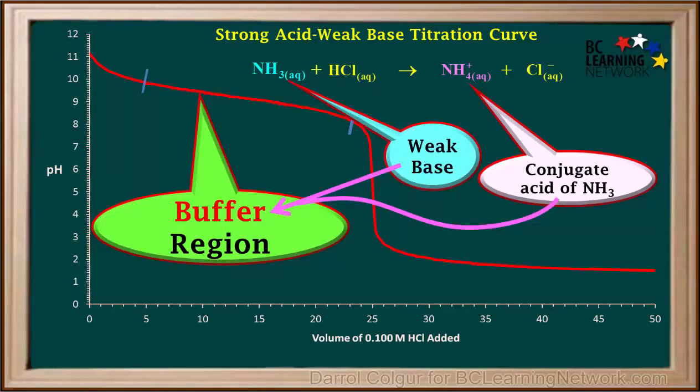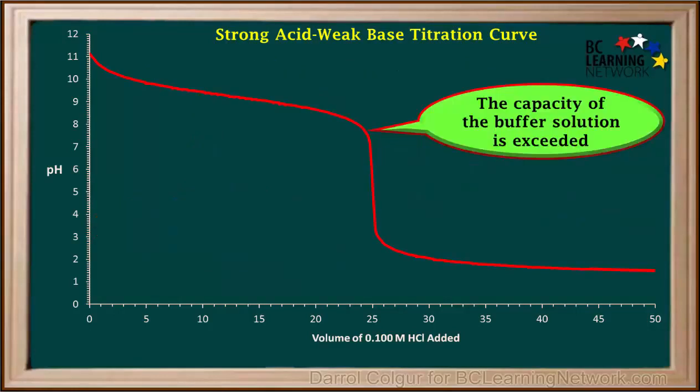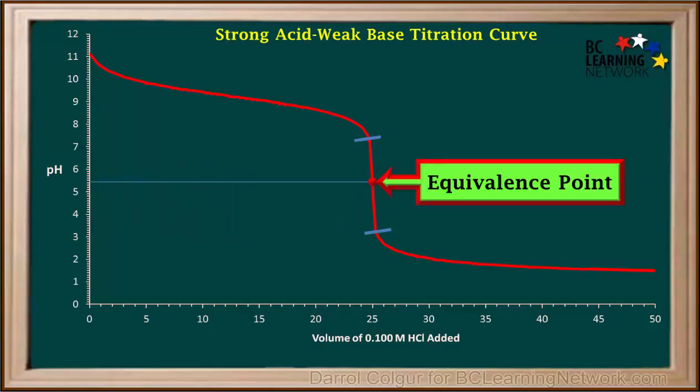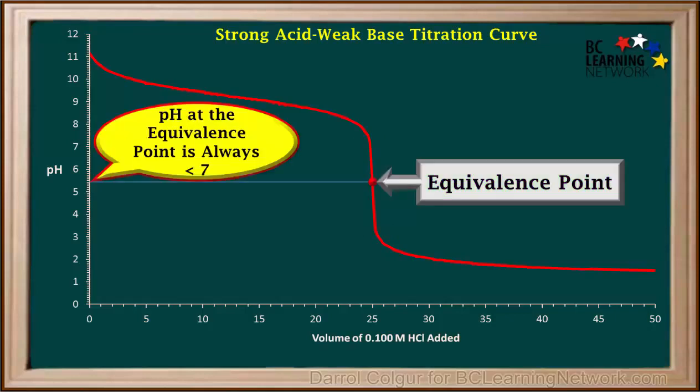Remember, the combination of a weak base and its conjugate acid constitutes one type of buffer solution. At this point, the capacity of the buffer solution is exceeded, and the pH starts to drop rapidly. The almost vertical section of this strong acid weak base titration curve is shorter than it would be for a strong acid strong base titration curve. In the very center of the almost vertical section, we find the equivalence point. It is important to remember that the pH at the equivalence point of a strong acid weak base titration is always below 7, but not extremely low like 1 or 2.